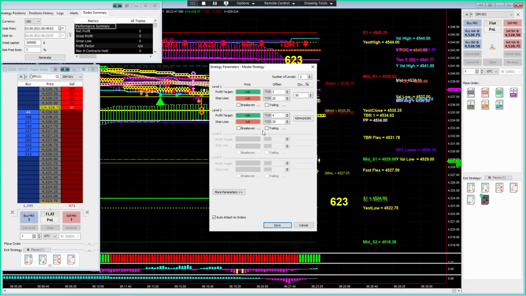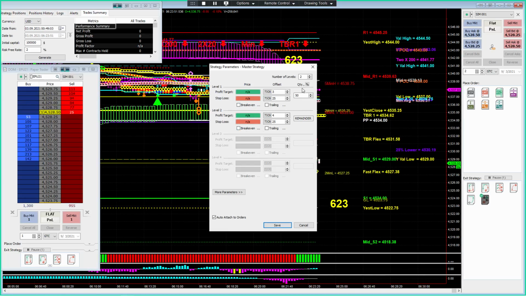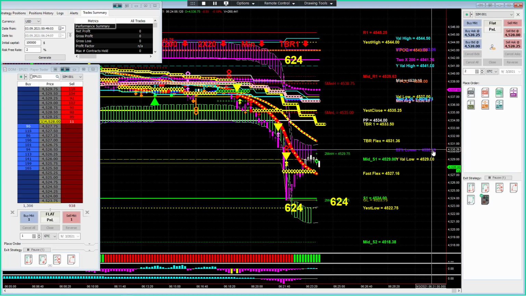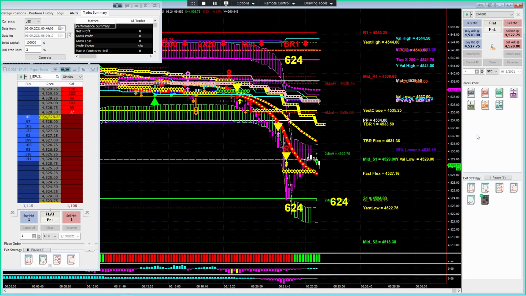Notice no trailing stops are set, no break-evens are set, and if the quantity percentage is being used, then this number is 50, and then whatever is left over is the remainder. We're just using 2, so it's going to appear on the dome as 1 and 1. Okay, so just hit save on that, and notice I'm still check marked there.